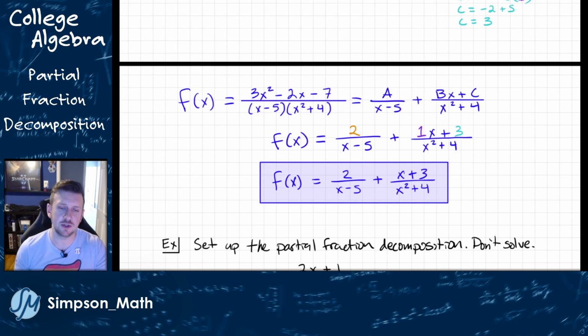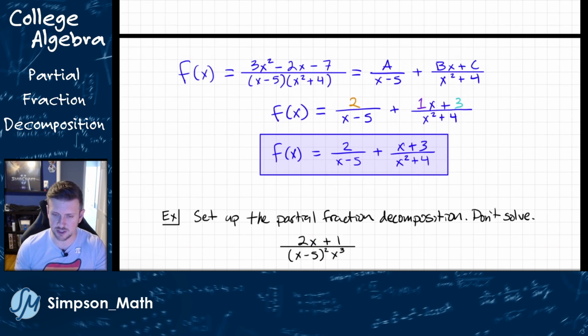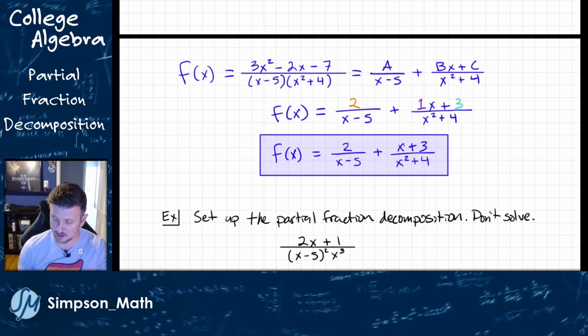All right, so I want you to look at this one. I'm intentionally not showing you the result. If I have this fraction, 2x plus 1 over x minus 5 squared times x cubed, how would you set up that partial fraction decomposition? How many fractions do you have? Is it 2? Is it 3? Is it 4? Is it 5? Is it 6? It's one of those.